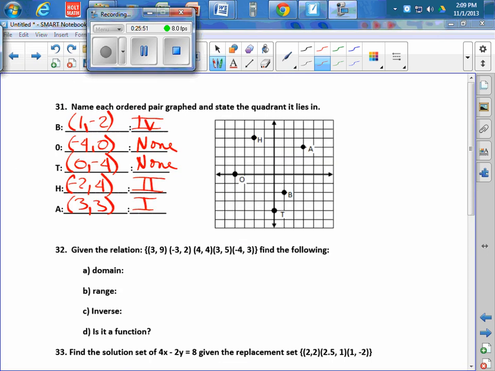And then when you go to name the ordered pairs, B would be at 1, negative 2. It's quadrant 4. Negative 4, 0 for O, that's none. You'll write none. It's on an axis. You write none. T is at 0, negative 4. Look at the difference between O and T. These are two different points. Negative 4, 0 for O, 0, negative 4 for T. They're both not in a quadrant. H is at negative 2, 4, quadrant 2, and then A is 3, 3, quadrant 1.